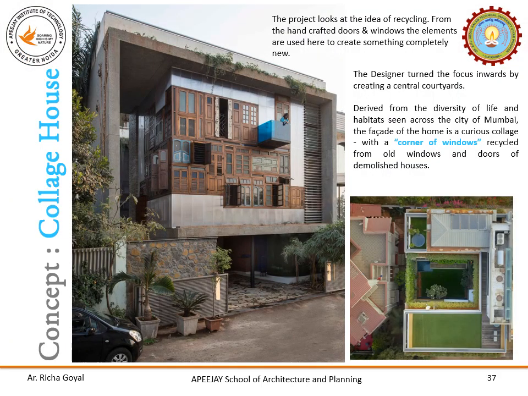Coming on to the concept of the house, what comes into your mind at the first look? I think the most dominant feature here is the doors and the windows used in the elevation. So the project looks at the idea of recycling. From the handcrafted doors and windows, all the elements used here are to create something completely new. And coming on to the planning, the designer turned the focus by creating a central courtyard. Since we have a neighborhood here, and we don't have any landscape views in the adjacent areas, the designer wanted to create a landscape area inside the building, derived from the diversity of life and habitats across the city of Mumbai. The facade of the home is a curious collage with a corner of windows recycled from old windows and doors of demolished houses.